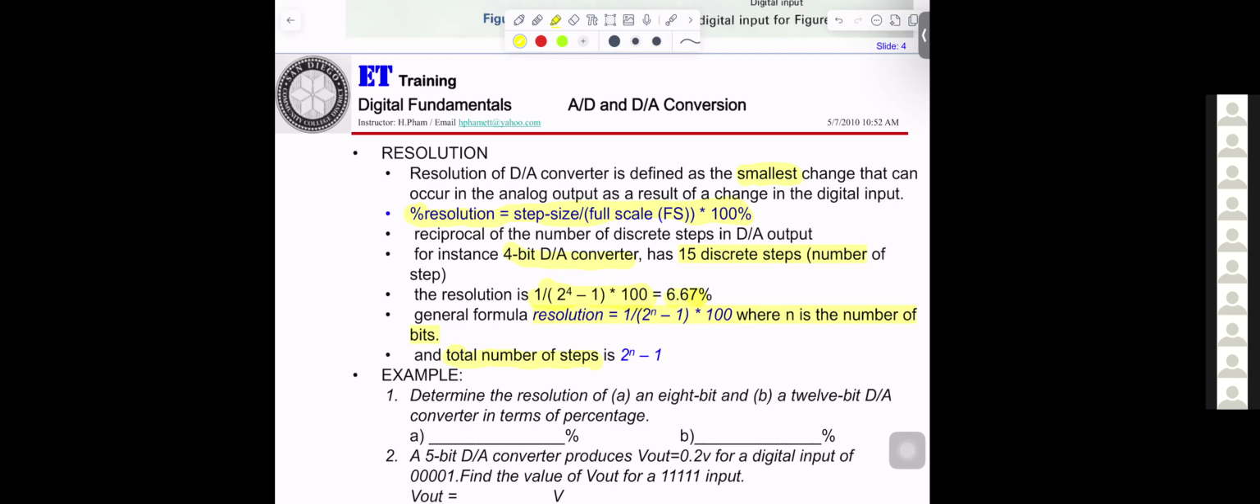Example: determine the resolution of 8-bit and 12-bit. Now, how can we calculate? Remember, this is the formula. Resolution equals 1 over 2 to the power n minus 1.